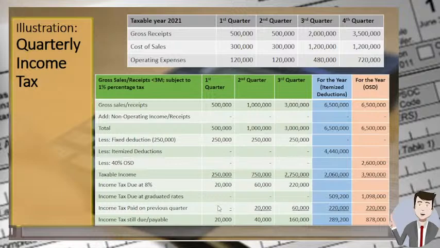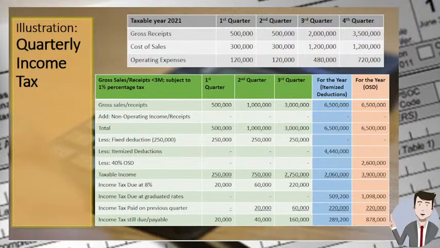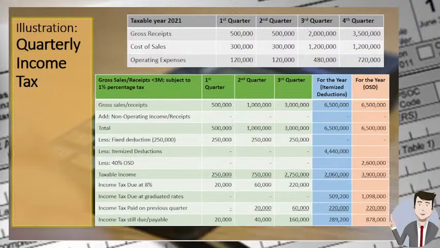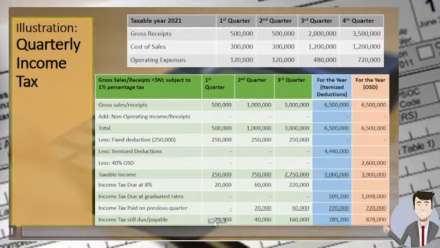And of course, this computation, bayaran mo na. You have to file and pay your taxes computed on the first quarter. So bayaran mo ni siya ang 20,000. Okay? So again, still due and payable lang na siya. But when you file, you have to pay kung anong na-compute mo.